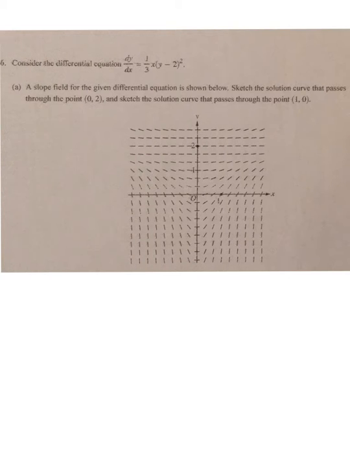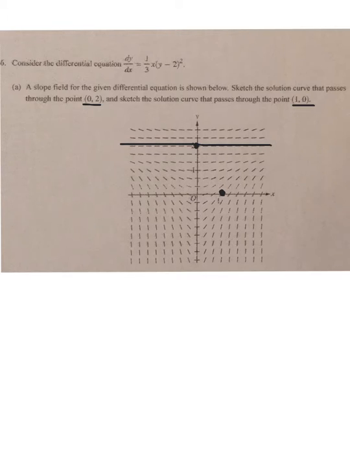Okay, so we have to sketch the solution curve, and it passes through (0, 2), which is right here, and through the point (1, 0), which is right here. Well, I see at (0, 2), look at all these slopes. All of them are horizontal. So if it has to pass through (0, 2), we're going to have a horizontal line that goes through (0, 2), like that.